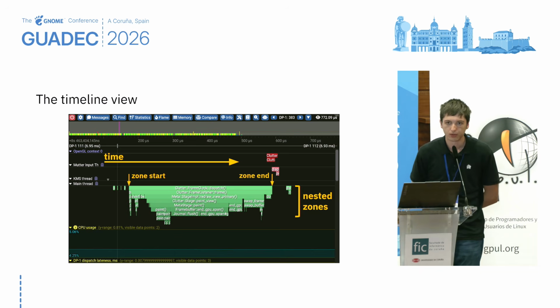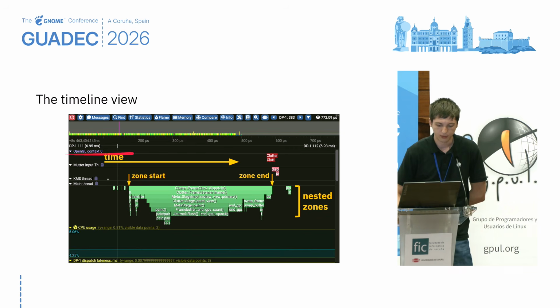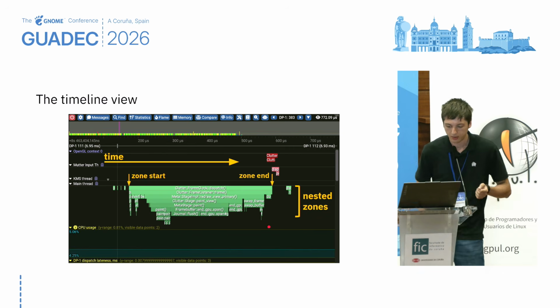So the main thing to understand about Tracy is its timeline view. This is the main view. Here, time is flowing from left to right. And on the timeline view, we see these rectangles called zones. So they indicate where some part of the code starts and ends. So the zone starts here and then ends here. And the zones are nested.